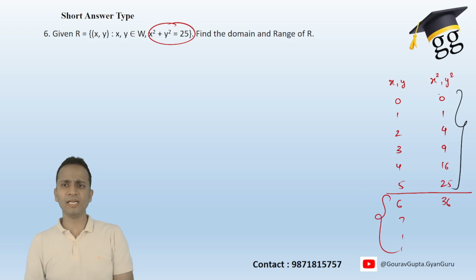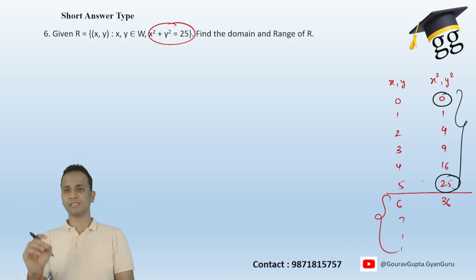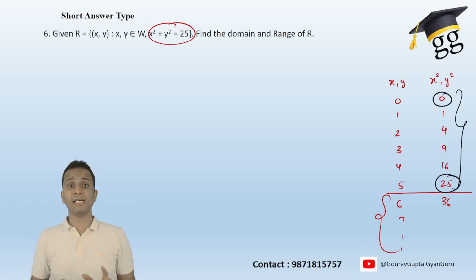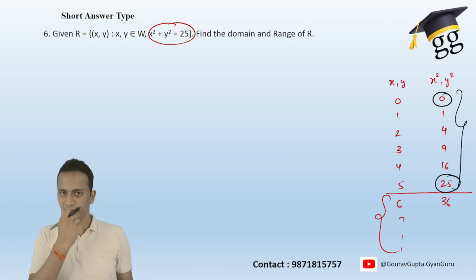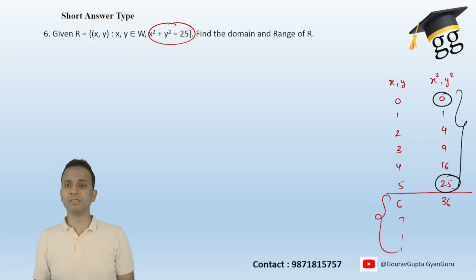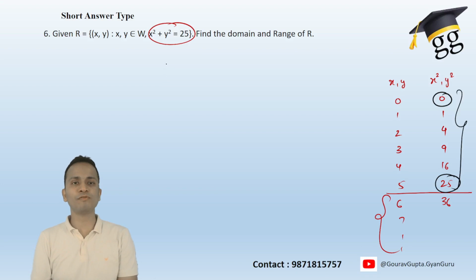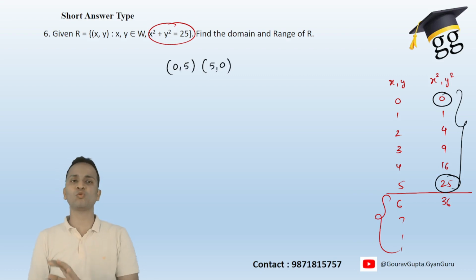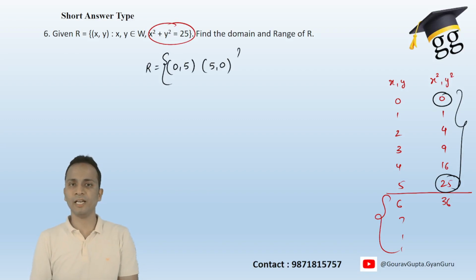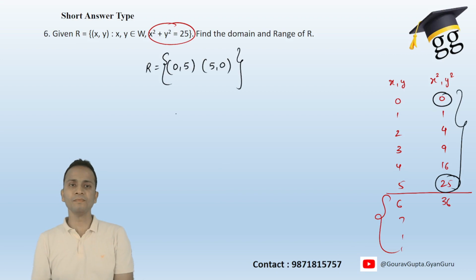Now, just doing a little bit of trial and error, you will understand that there are only two numbers out of these six numbers such that the sum is equal to 25. The sum of no two other numbers is equal to 25. Okay, so I can say that the value of x can be 0 and the value of y can be 5, or vice versa. X is 5, y is 0, such that x square plus y square is equal to 25. Okay, so I can say that this is the relation in front of us.